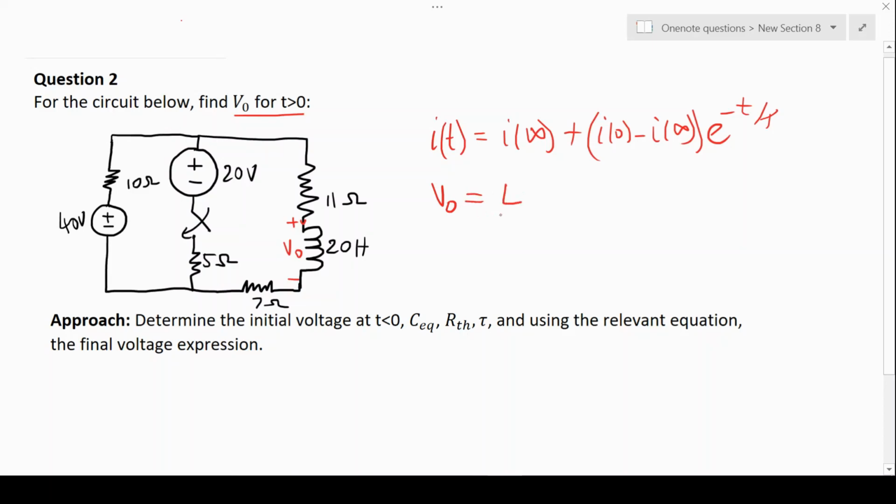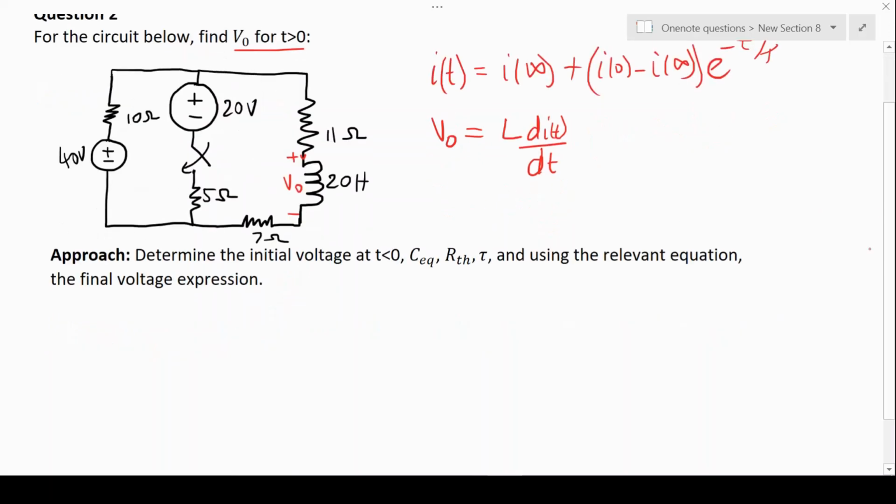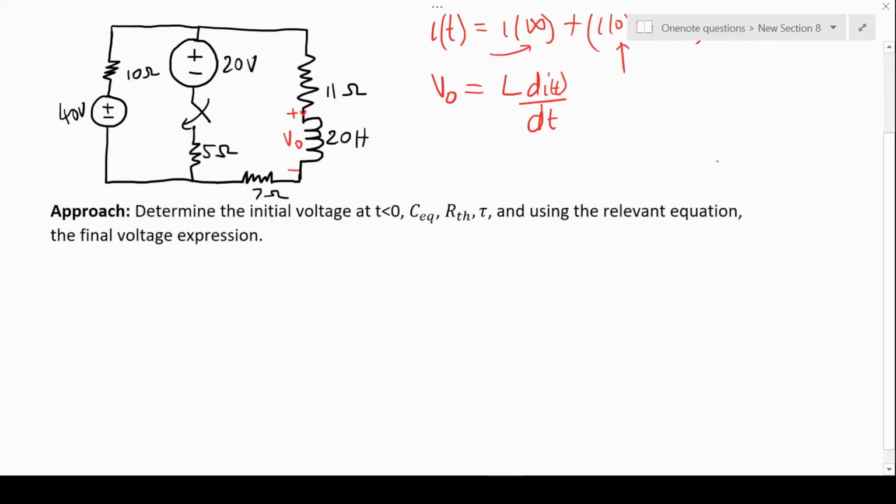V0 must be the derivative of that current, because we know that V is L di/dt. So it will just be the derivative of the current expression multiplied by the inductance. Now that we know that, we need to then determine the initial, final values and the time constant. Let's start with the initial value, time t equals 0 negative.